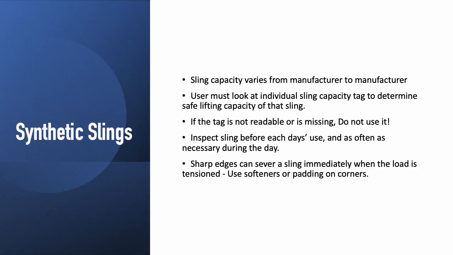So sling capacity does vary. Usually they'll have different colors for different capacities, so you can easily identify, that's a 500 pound or a 5,000 pound or a 10,000 pound sling based on color. The user must look at the sling capacity and inspect it prior to use. If the tag is not readable or missing, you can't use it. Same thing with your wire cables. Inspect slings before each day's use and as often as necessary during the day. And lastly, when you're using them, beware of sharp edges because they can cut slings. And some slings have a protective cloth on the outside, but even that protective cloth has some rated capacity within it. So once it's compromised, it still needs to go.